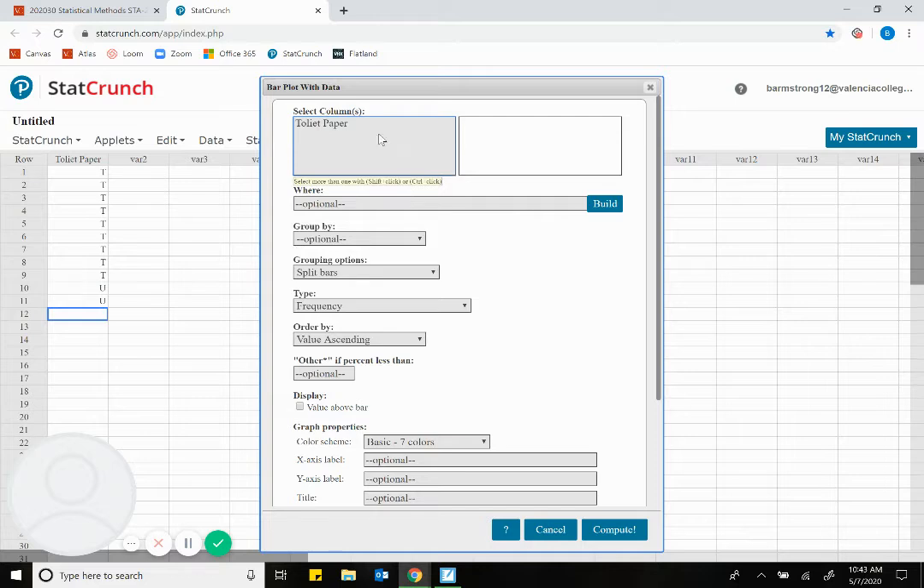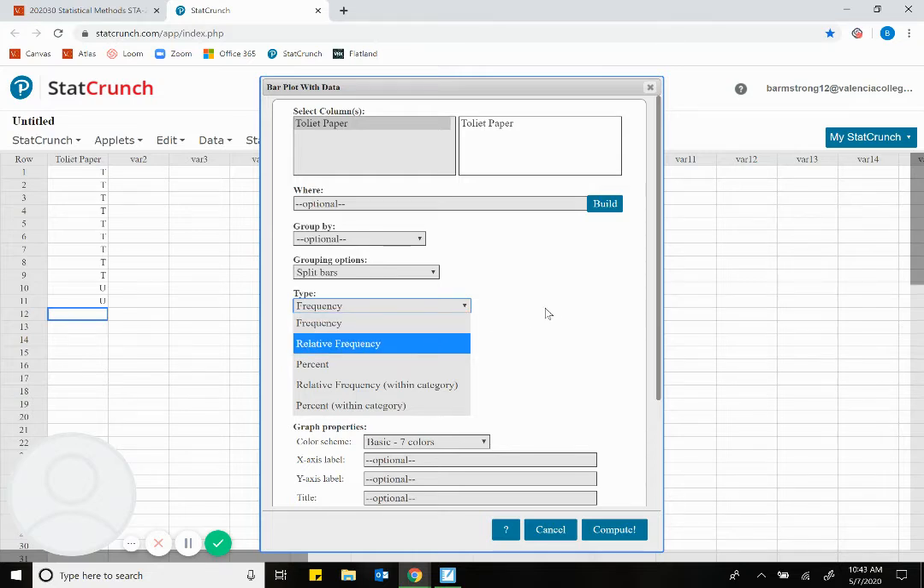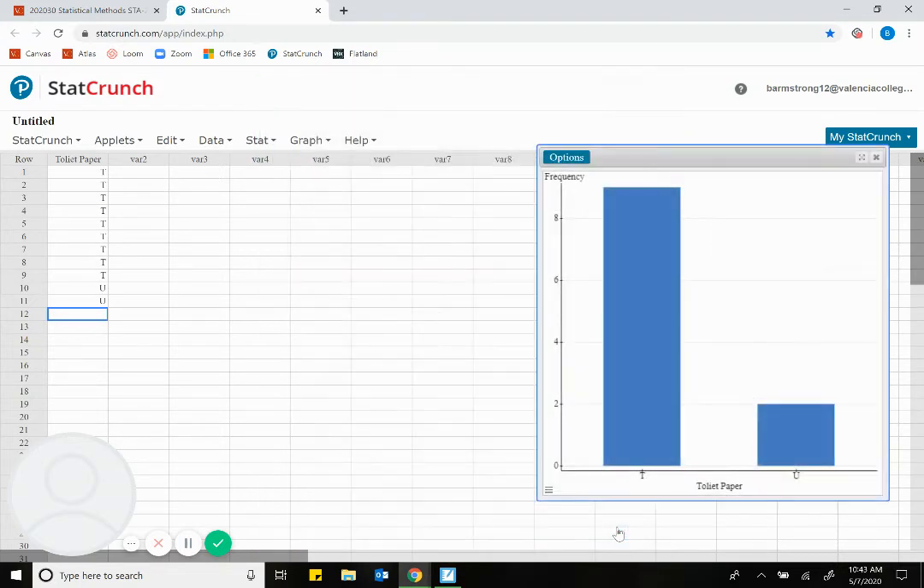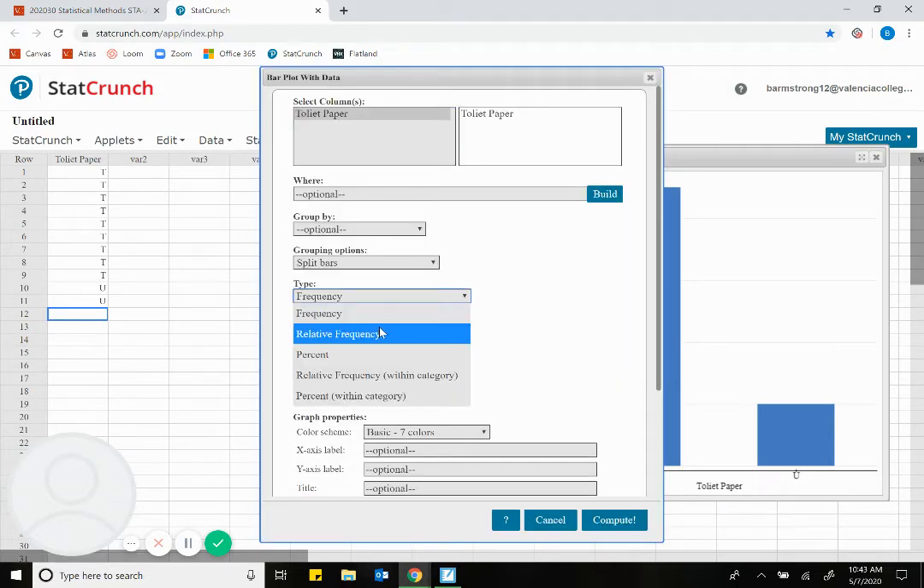So you hit with data, select the toilet paper, and again, you got lots of options here. You can split bars, stack bars, separate graph from each group. Again, I normally just keep it the way it is. I can do frequency, relative frequency. Okay. So if we just keep everything the way it is, there it is. And this makes sense because up here it's up at 9. This one's down at 2, toilet paper, frequencies. And again, you can always go back and edit. If I did relative frequencies, it would look like this.